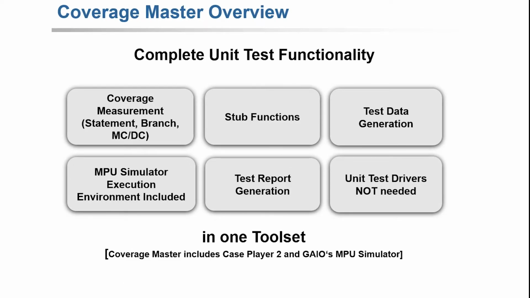Coverage Master allows this process to be performed more efficiently by helping to generate the test data, providing a simulator for the processor so that target hardware need not be used, and automatically providing reports of the test results themselves along with the coverage information indicating which portions of the source code were executed during the test. Stub functions can be created for functions that cannot be executed during the test for some reason.